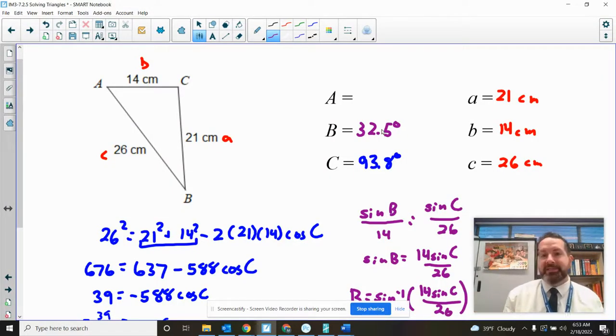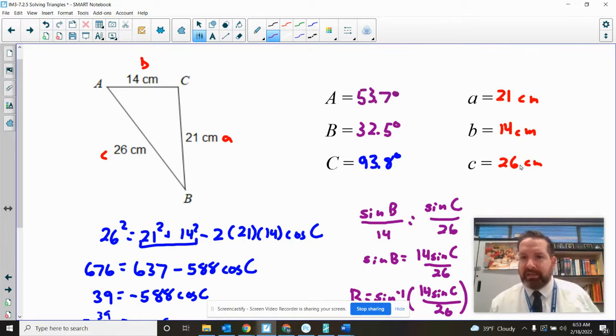Our triangle is solved. Now that final quick check. Big angle, big side. Yes. Middle angle, middle side. Yes. Small angle, small side. Yes. So we're probably in good shape.